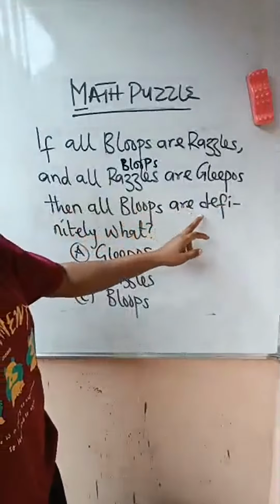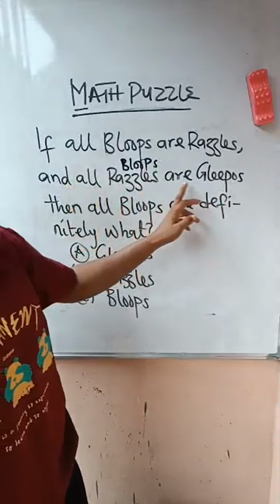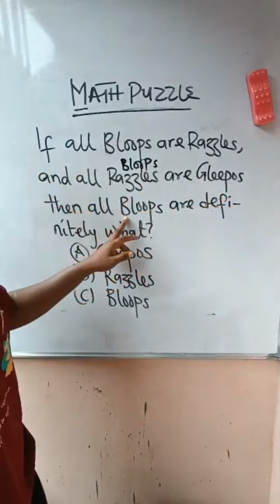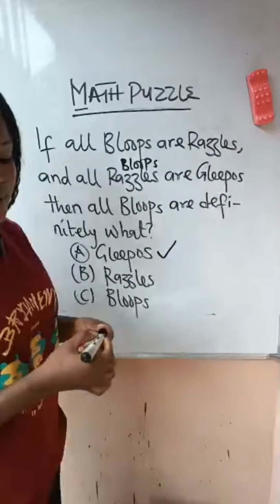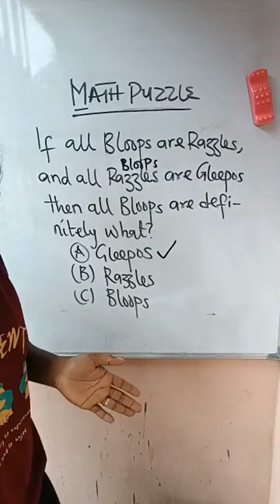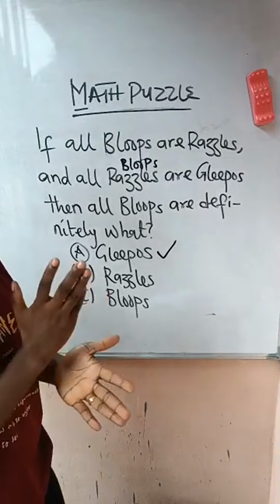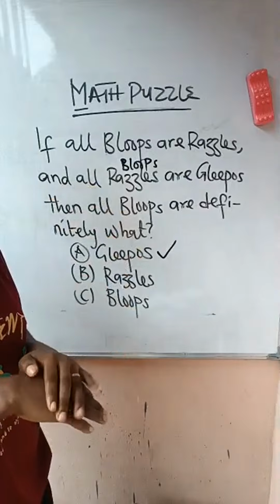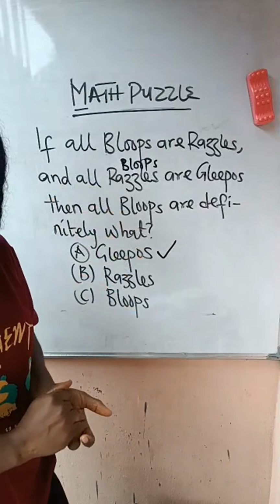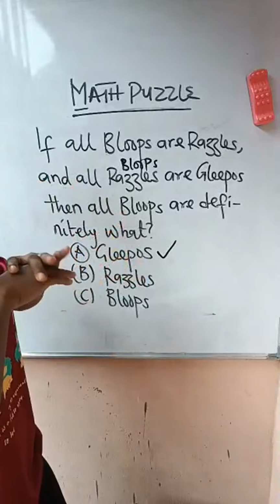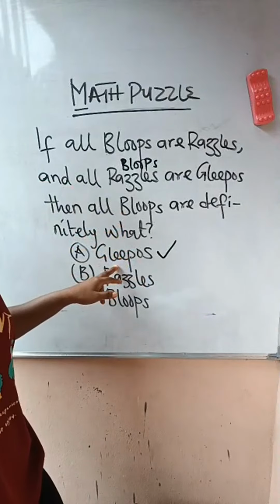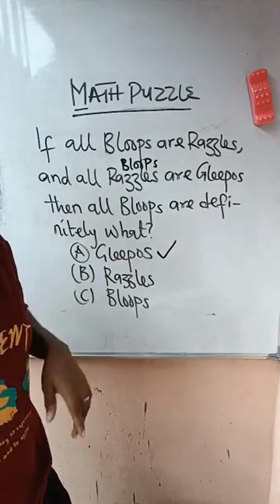Then all bloops are definitely glyphos. You can see that I'm repeating the second sentence. So definitely all bloops are glyphos. So that is option A. So this is how to tackle this kind of logical question. Try to find out the confusion and eliminate the confusion. Nice one. So those that answered A, you are correct. The answer is glyphos.